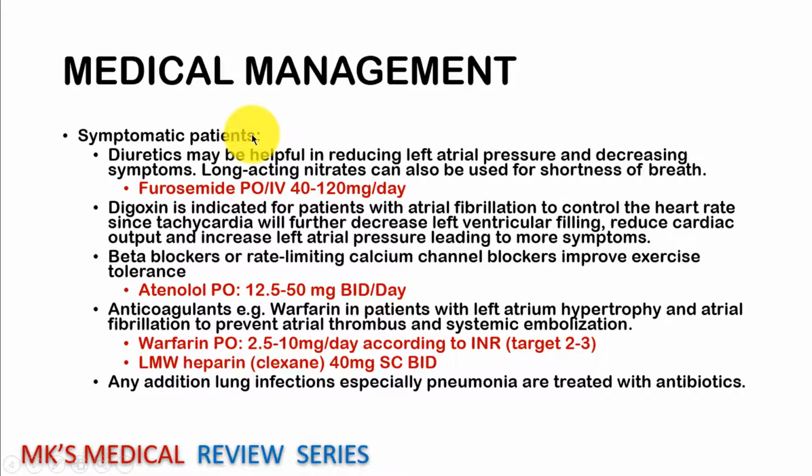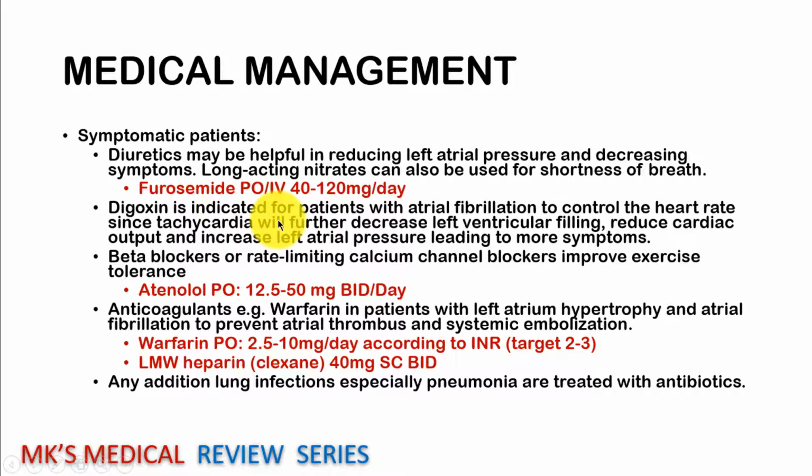For the symptomatic patients, you want to give them certain drugs to control the symptoms. Remember that we're managing heart failure. So you want to give them diuretics, which may help in reducing the left atrial pressure and may also decrease some of the symptoms. You may also give them long-acting nitrates if they have shortness of breath. Use furosemide orally or IV, about 40 to 120 milligrams per day.